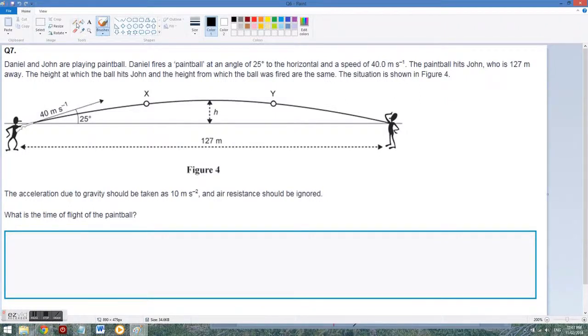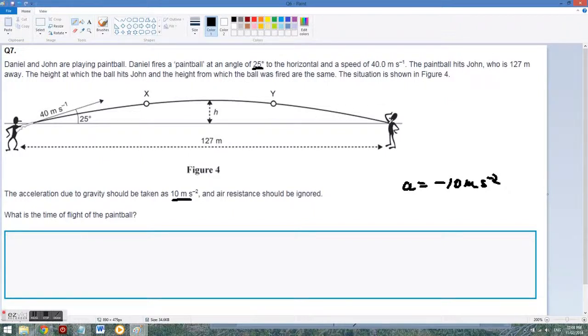Okay, now let's read the question. We have a 25 degree angle, horizontal speed. The pinball is shot with we have the distance. Right now, the acceleration is 10. Normally it should be minus 10. Just always remember it's minus 10 meters per second squared. No air resistance. What is the time of flight of the pinball?